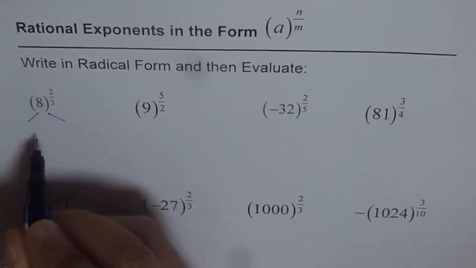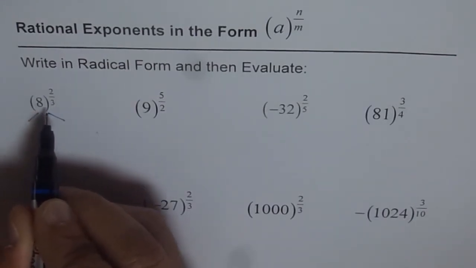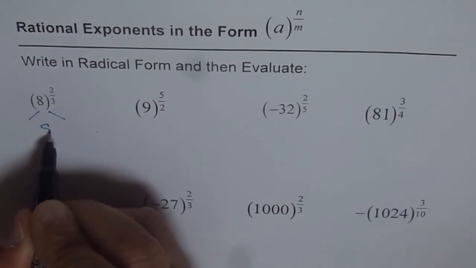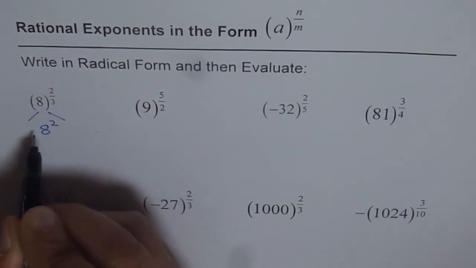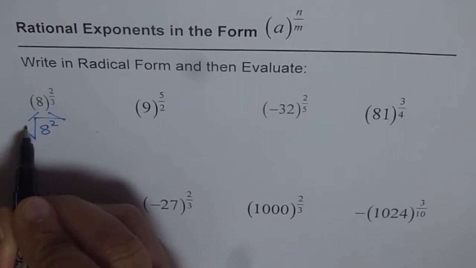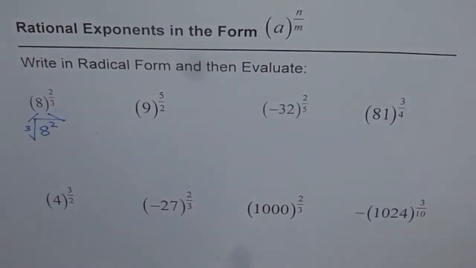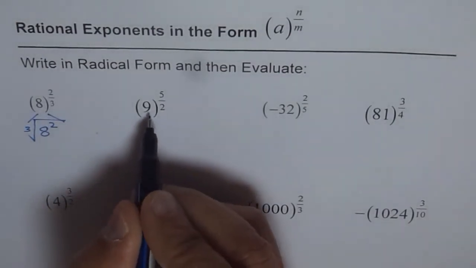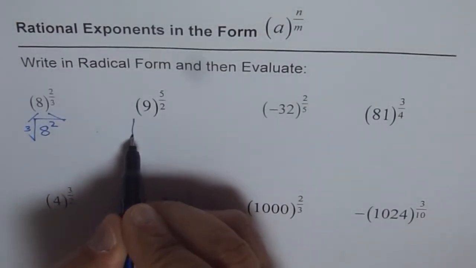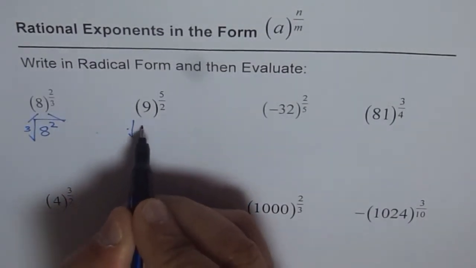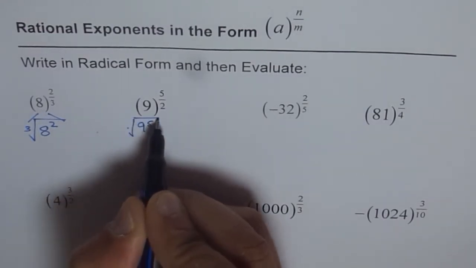So first step, of course, is writing them in radical form, which is 8 squared. So I'll write square here and then the cube root. So this is the radical form, okay? So for all, we can write in radical form. Let me do that first. When we have square root, we don't write anything here. It means square root and 9 to the power of 5, correct?